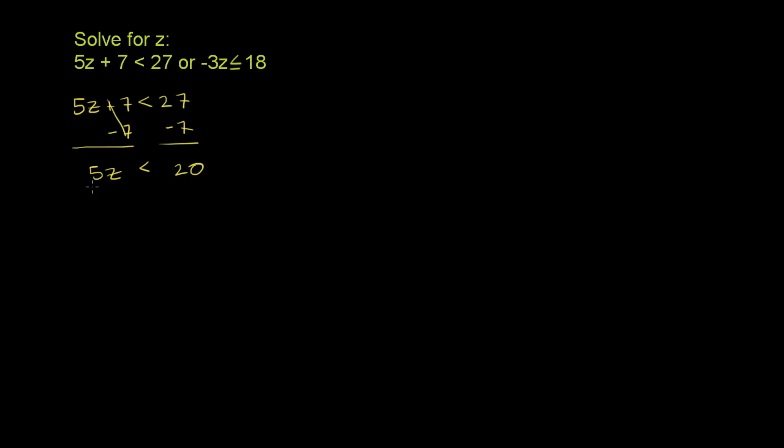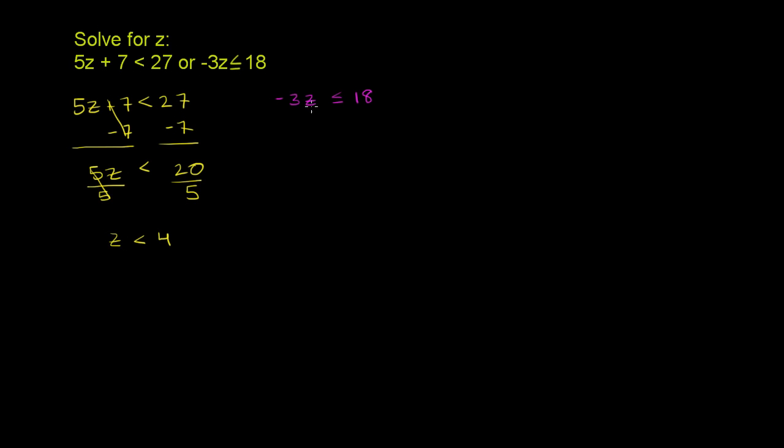Now we can divide both sides of this inequality by 5. And we don't have to swap the inequality because we're dividing by a positive number. And so we get z is less than 20 over 5. z is less than 4. Now this was only one of the conditions. Let's look at the other one over here. We have negative 3z is less than or equal to 18.